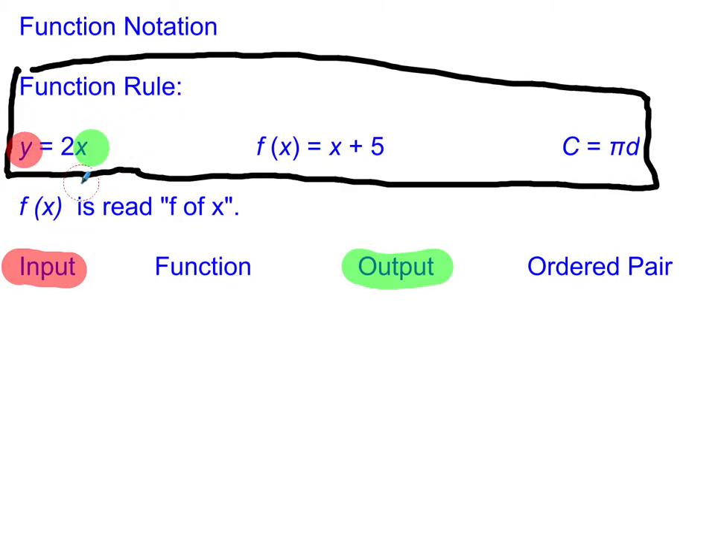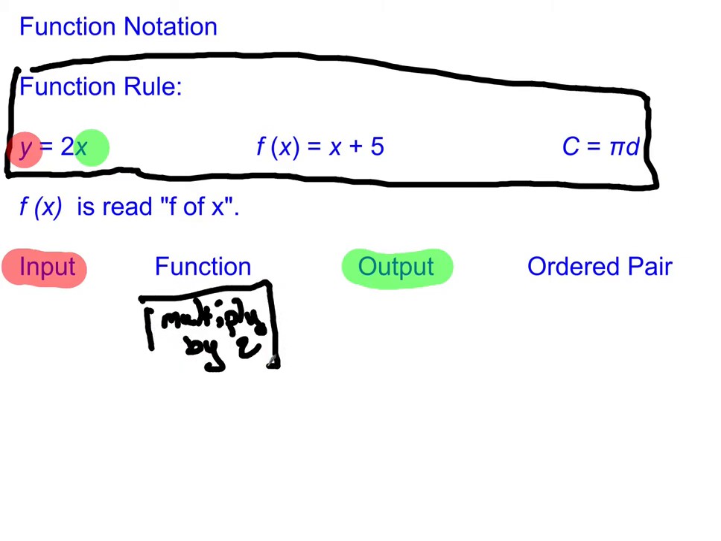And the function rule, for this case, is whatever you put into the function, multiply it by 2, and that'll give you the output. So for example, let's say multiply by 2 is what the function does. That's what this box does. This is a function.